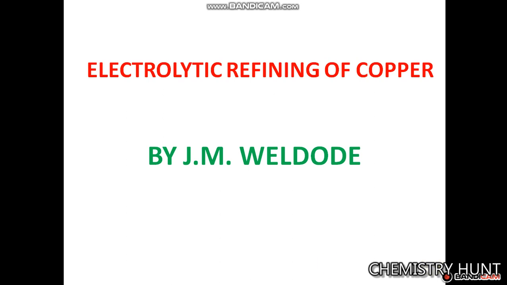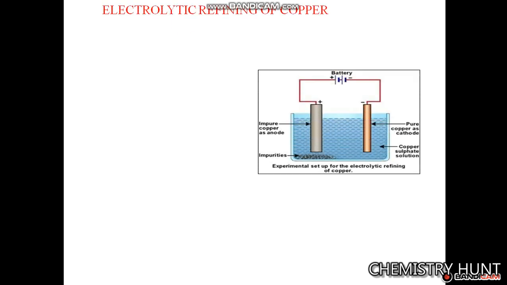So, good morning. Today we are going to see the electrolytic refining of copper. In this electrolytic refining of copper, we see there is an anode and a cathode. The anode is of impure copper, the cathode is of pure copper. These two electrodes, the anode and the cathode, are dipped in a solution, that is an electrolyte, which is copper sulfate solution.